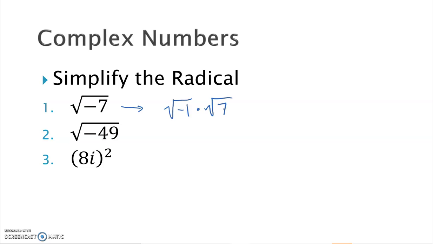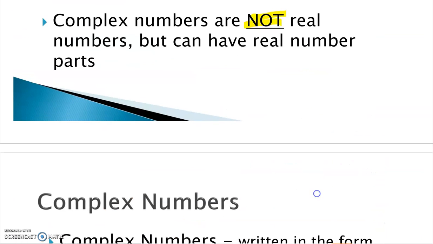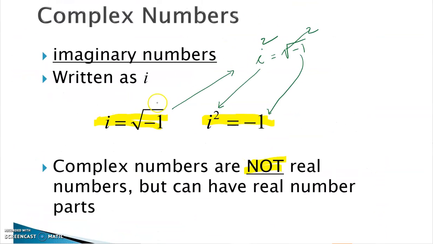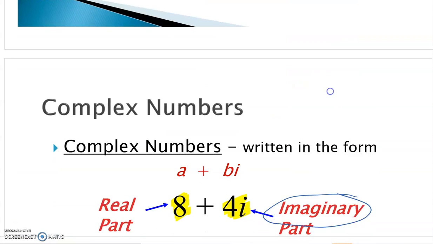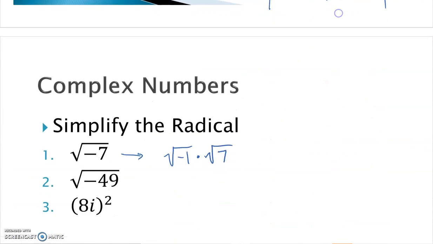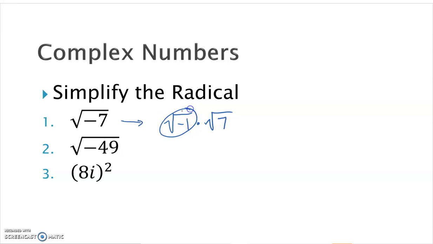Why do we do that? Because we know that the square root of -1, as we took notes up here earlier, is i. So what we do is we say the square root of -1 right here is i. Therefore, this simplified, we say i root 7, or i times the square root of 7.